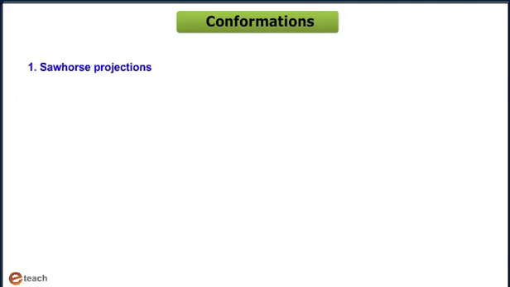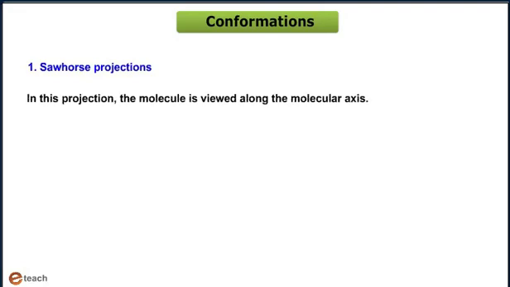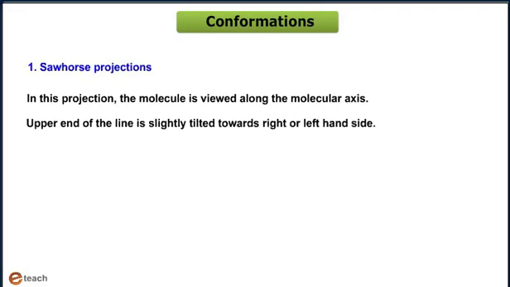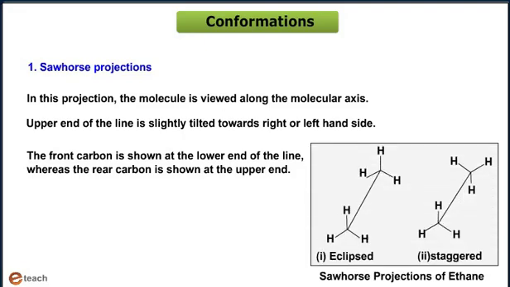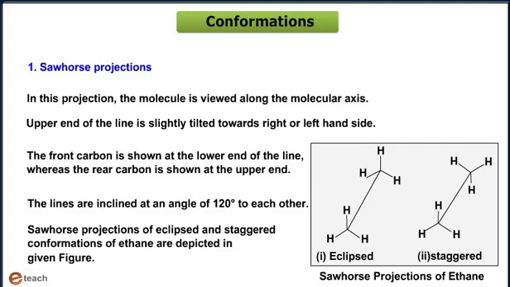The first one is Sawhorse projection. In this projection, the molecule is viewed along the molecular axis. Upper end of the line is slightly tilted towards right or left hand side. The front carbon is shown at the lower end of the line, whereas the rear carbon is shown at the upper end. The lines are inclined at an angle of 120 degrees to each other. Sawhorse projection of eclipsed and staggered conformation of ethane are depicted in the given figure.